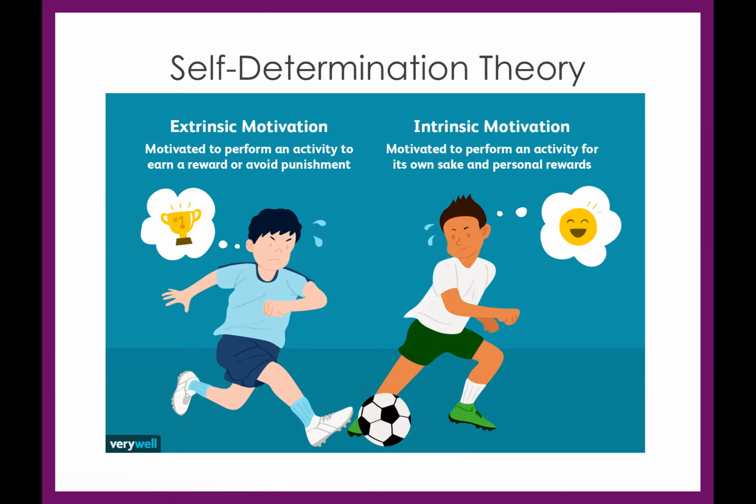And here is one of the examples to differentiate the extrinsic as well as the intrinsic motivation according to SDT. Two boys are playing football. The boy who has the extrinsic motivators will have the motivation to perform an activity to earn a reward or avoid punishment, because he wants to get an award. He wants to be the champion in the football match because of these external factors. So that's why he has the motivation to play it.